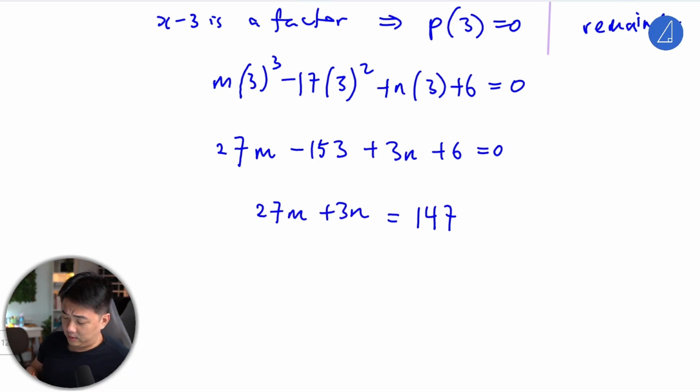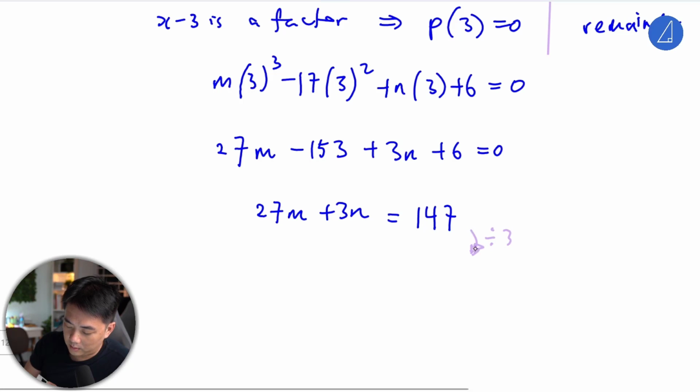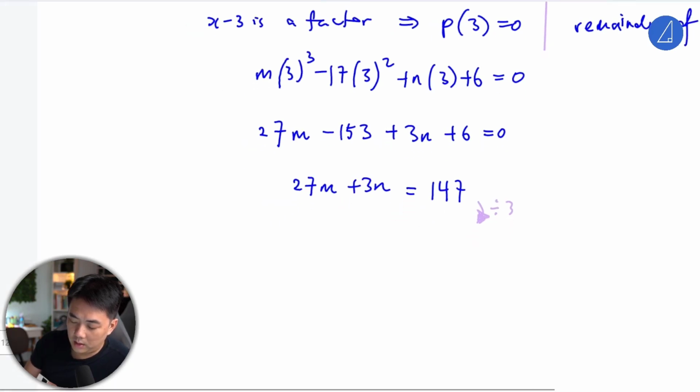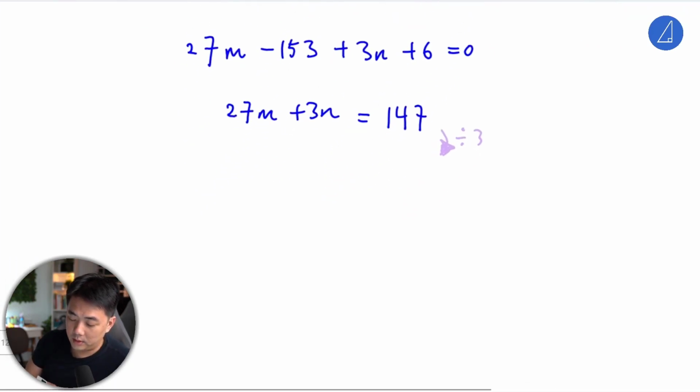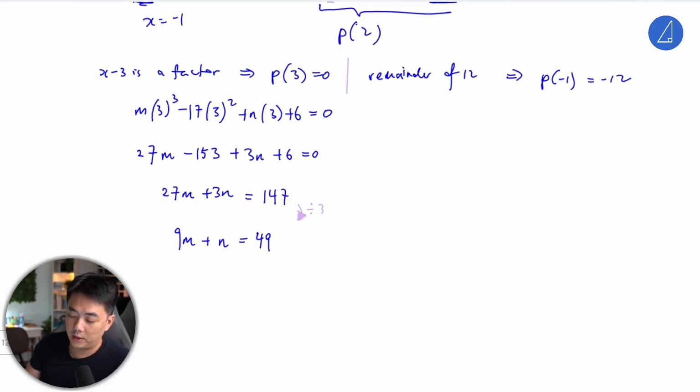147 is divisible by 3. So what I do is just divide by 3 throughout. Then the whole thing here will be 27 divided by 3, which is 9m. This will be n, and 147 divided by 3 will be 49. Okay, so I got one equation here.